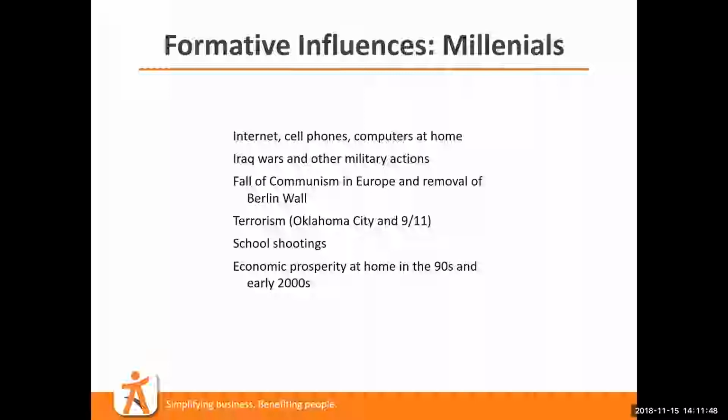This generation also grew into their teens and early 20s in a time of economic prosperity. In the 90s, the stock market was booming, like right now. And just about everybody who wanted to work could find a job. Even teens could get a job easily in the service sector.